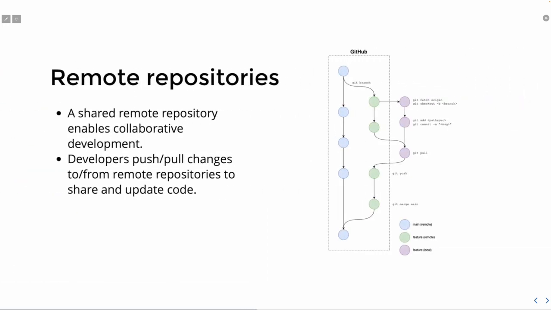A remote repository. Now, we've spoken about git fetch and pull and push, but just to recap, a remote repository is a shared remote repository that enables collaborative development between developers. So if we use that diagram on the right-hand side there as an example, developers push and pull changes to and from remote repositories, and they share and update code.